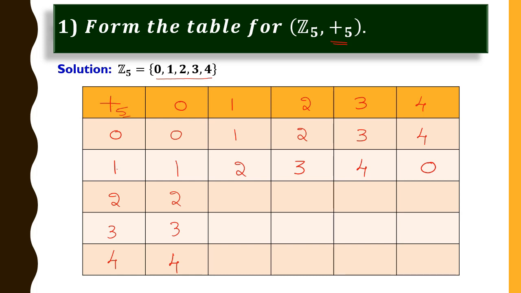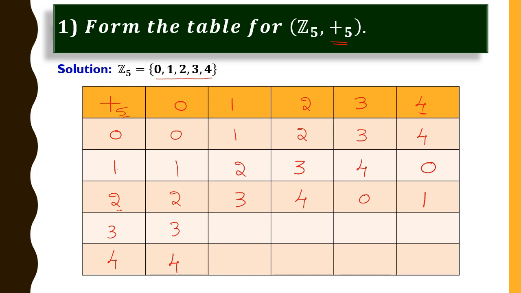Now, what is the answer in this block? 2 addition modulo 5, 1. That means 2 plus 1. Since it is less than 5, therefore I write 3 as it is. Next, 2 plus 2, 4. 2 plus 3 is 5. But 5 means if you divide 5 by 5, remainder is 0. Next, 2 plus 4, that is 6. If you divide 6 by 5, remainder is 1.